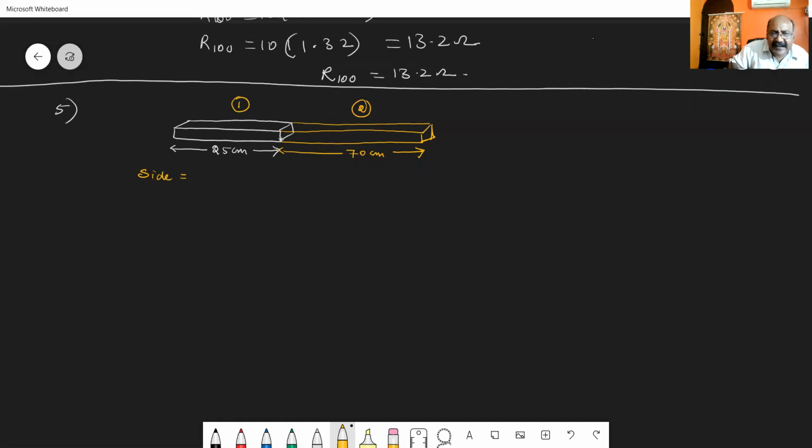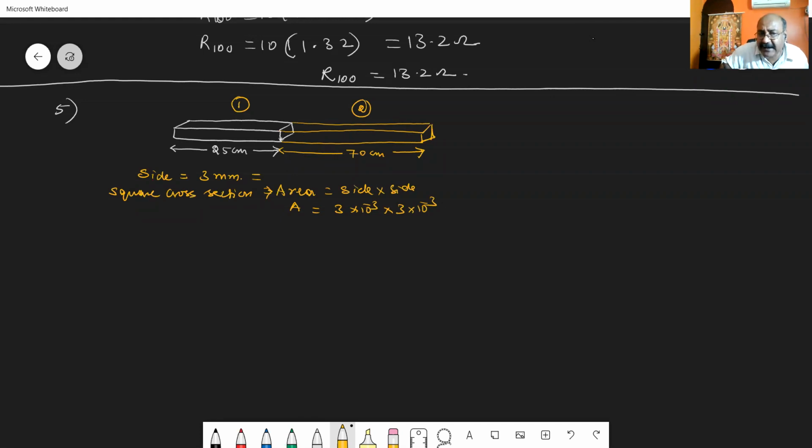Then I can say side is equal to 3 millimeter and the cross section is considered to be square cross section. Since the cross section is a square cross section, then I can get area of the cross section is equal to side into side. So area of cross section A is equal to 3 into 10 power minus 3 into 3 into 10 power minus 3. I have converted this millimeter into meter, 3 into 10 to the power of minus 3 meter. So area of cross section is 9 into 10 to the power of minus 6 meter square.